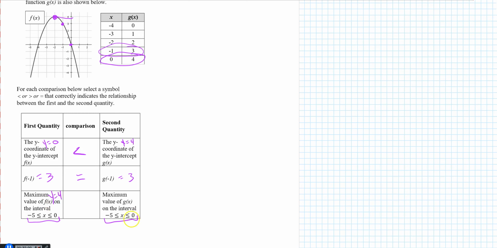And then the max of g on -5 to 0 over here. So -5 actually isn't on my table. It'd be this next point, but we can see that we're decreasing. So that would be at -1. So what's my largest y value? It's going to be this +4 down here. So once again, those are equal.